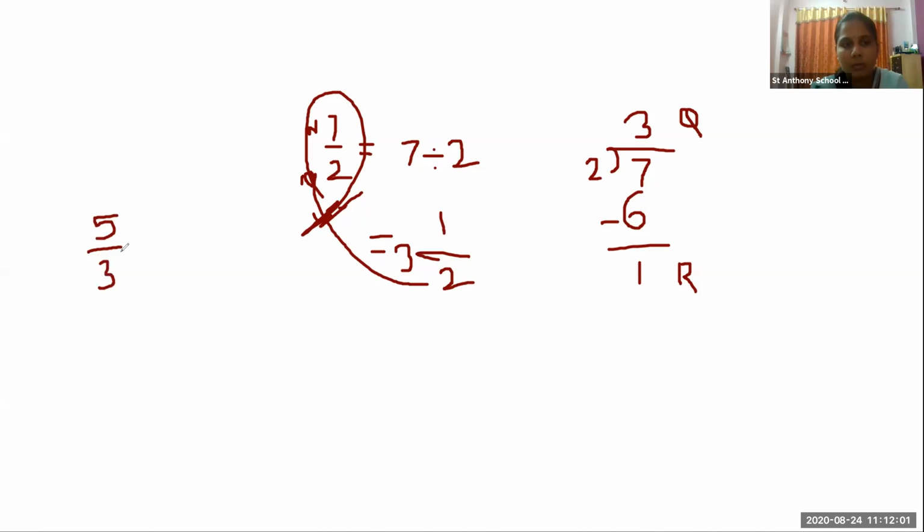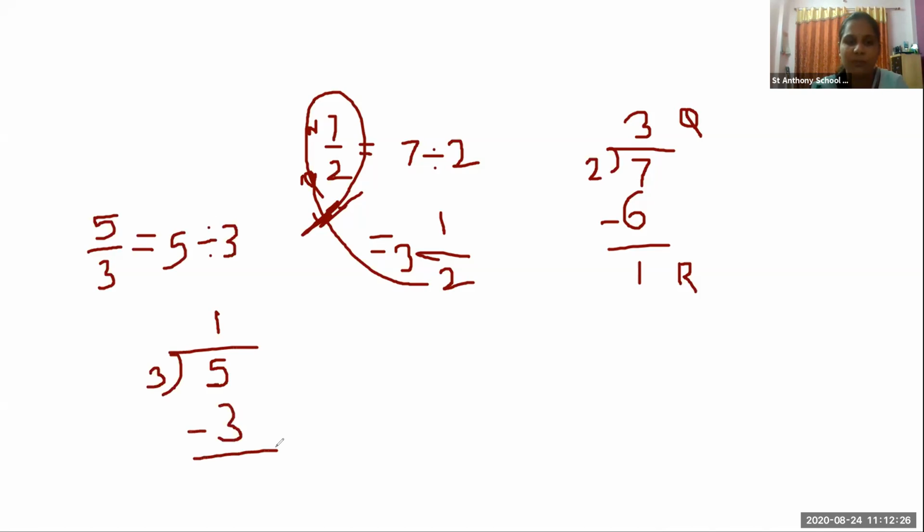Okay, now what will be our second step? 5 gets divided by 3, correct? Now we will divide this 5 by 3. Now 3 1s are 3, right? 3 1s are 3, because 3 2s are 6. 6 cannot be subtracted from 5, right? Now 3 1s are 3, and 5 minus 3 is what?